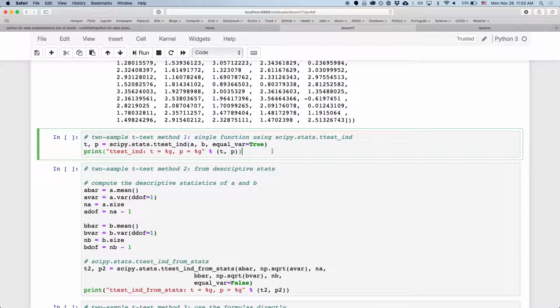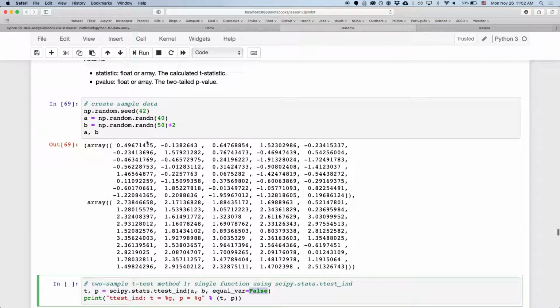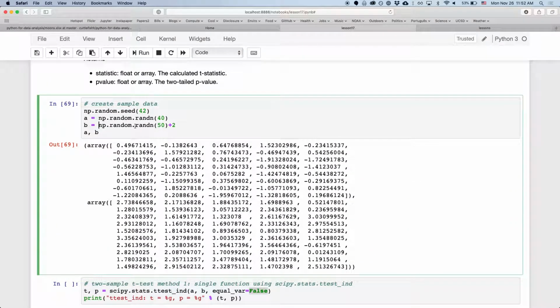Actually, don't change that. Change that back. I changed this in one example, but let me do this. So I'm going to change it so they have a different variance. So A and B now, because I've made the spread of B wider, they now have a different variance.